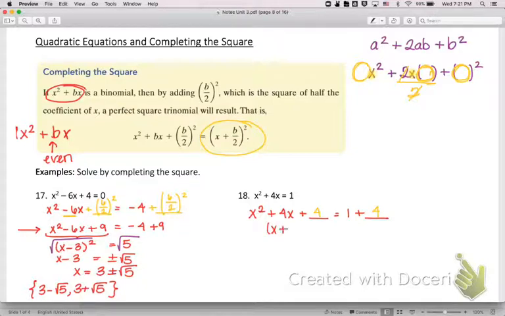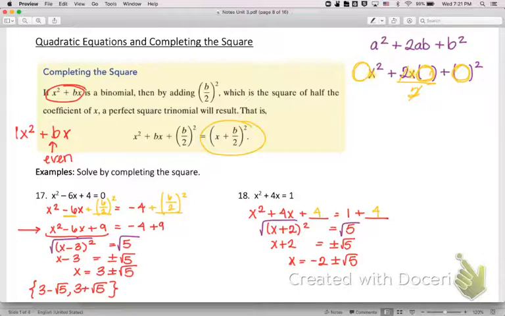It's going to be x plus 2 squared equals 5. Take the square root of both sides. So x plus 2 is equal to plus or minus the square root of 5. And so x is equal to negative 2 plus or minus the square root of 5. And again, if it's MyMathLab, you can write it out as a set. But for me, that answer is just fine.